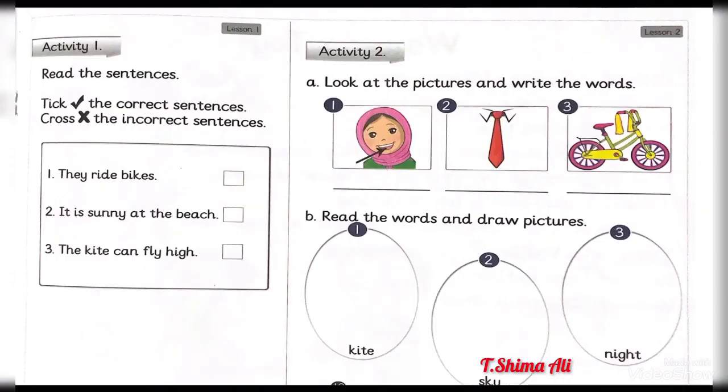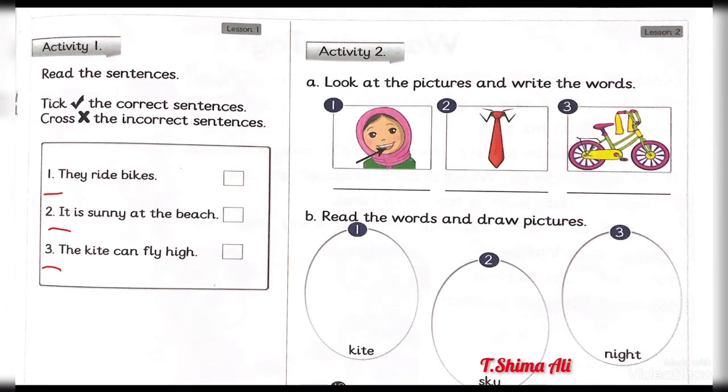Now look at your Jolly Phonics booklet, page 10. Here we have two activities, 1 and 2. Let's work on activity 1. Read the sentences, tick the correct sentences, and cross the incorrect sentences. You have here 3 sentences, 1, 2, and 3. We are going to read them and check if they are wrong or right.